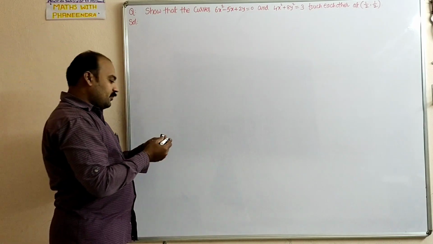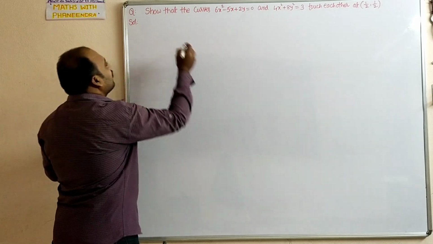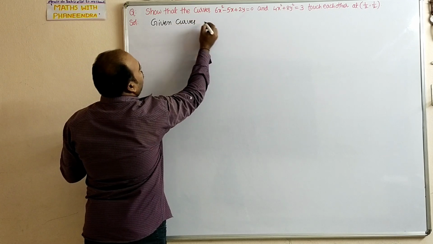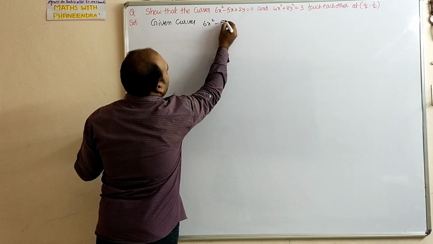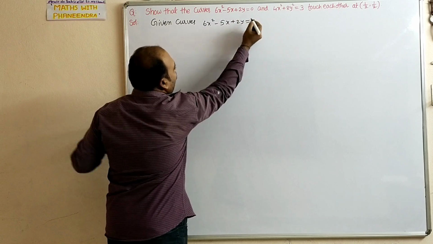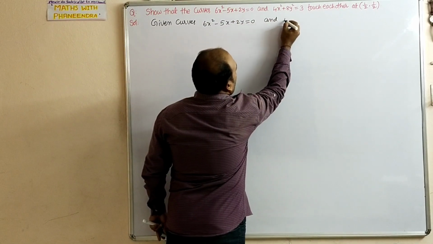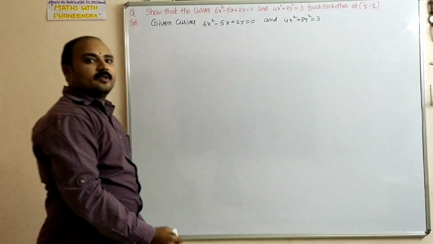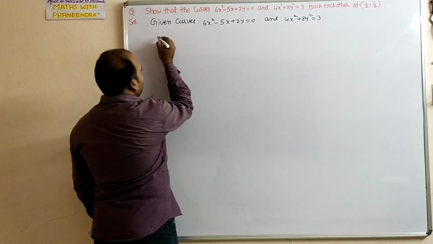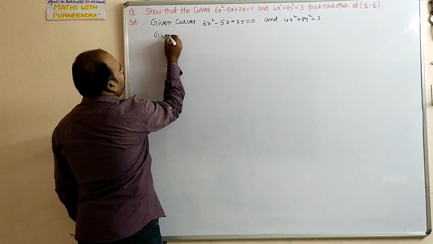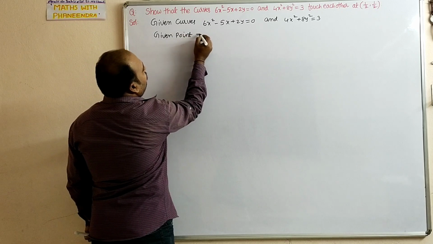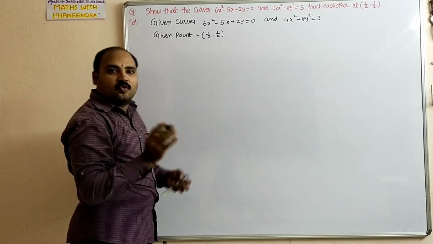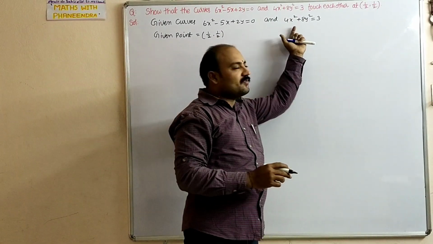Point of contact. First you write the given curves and steps. Given curves: 6x square minus 5x plus 2y equal to 0 and 4x square plus 8y square equal to 3. Next, given point: 1 by 2 comma 1 by 2. Find the slope of the first curve, find the slope of the second curve.